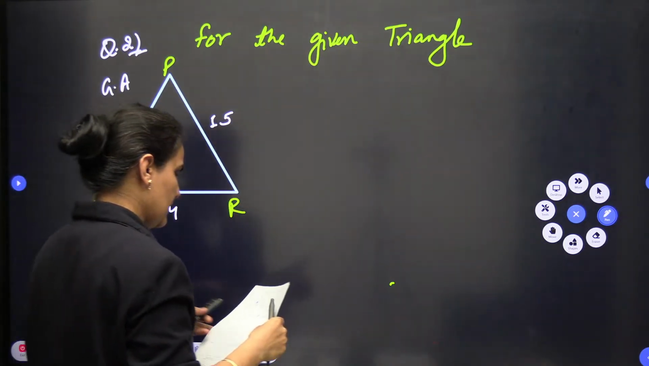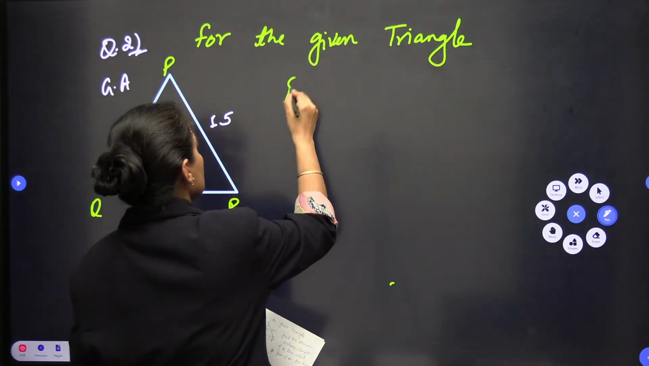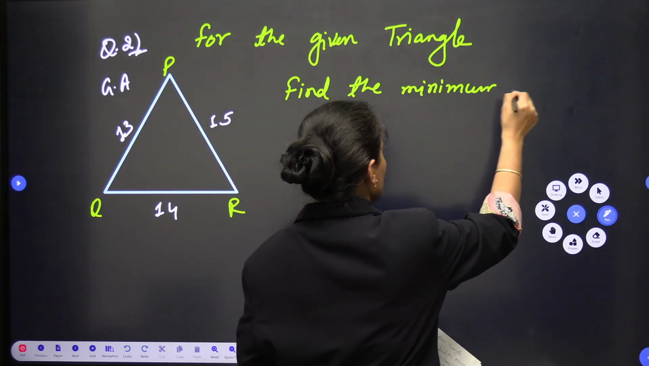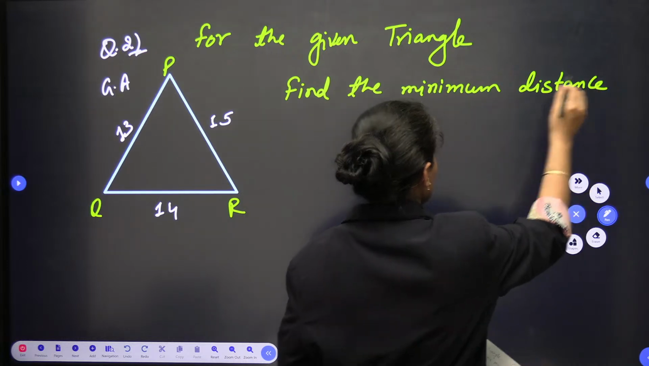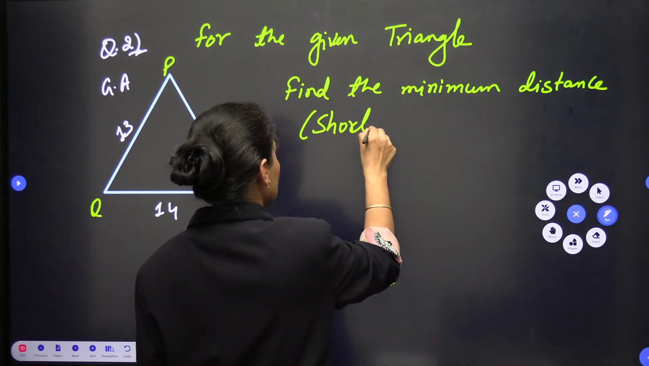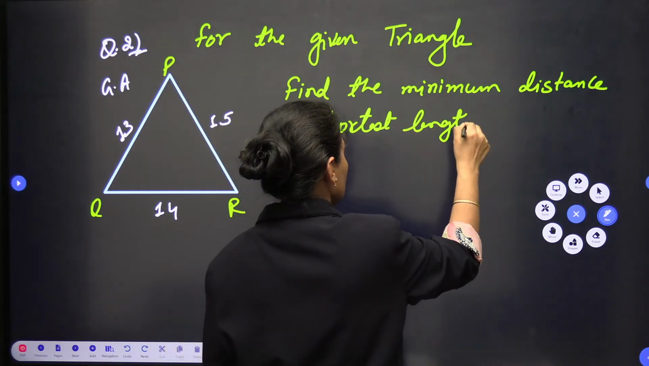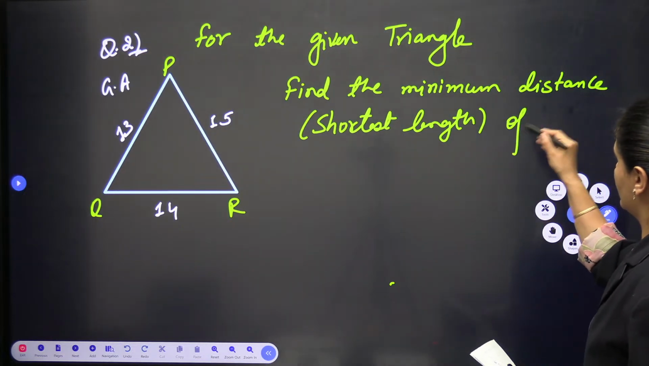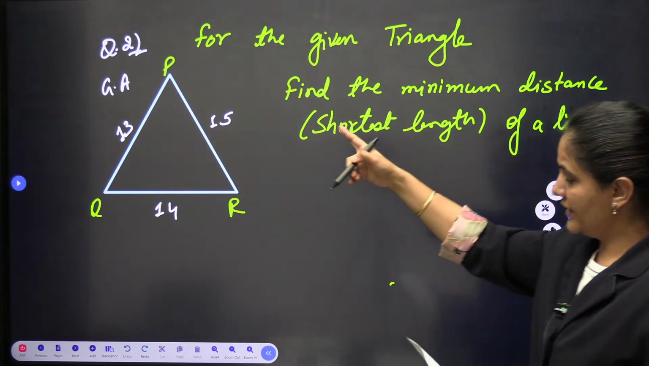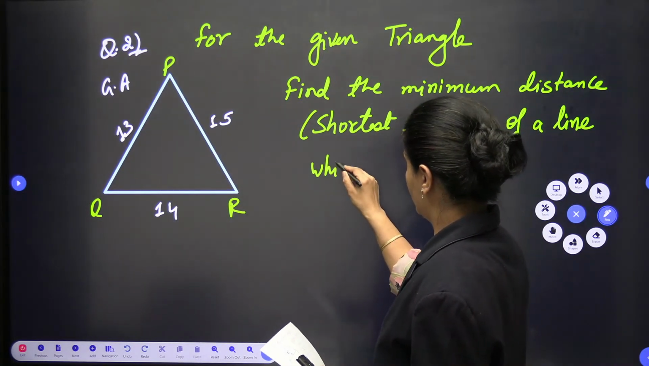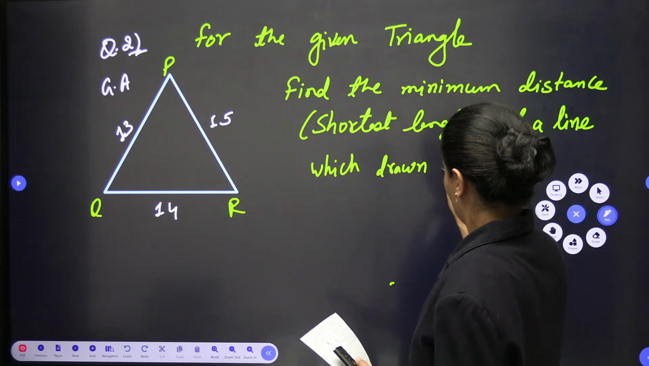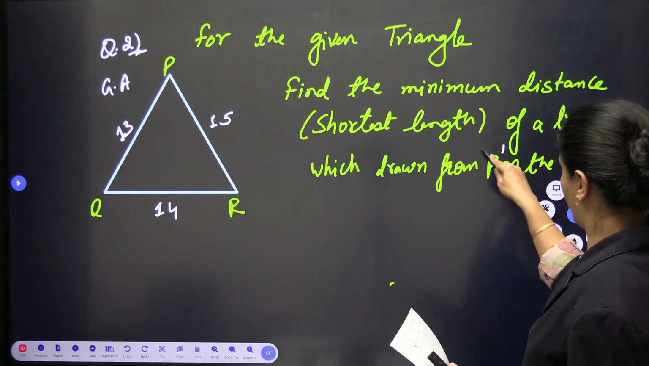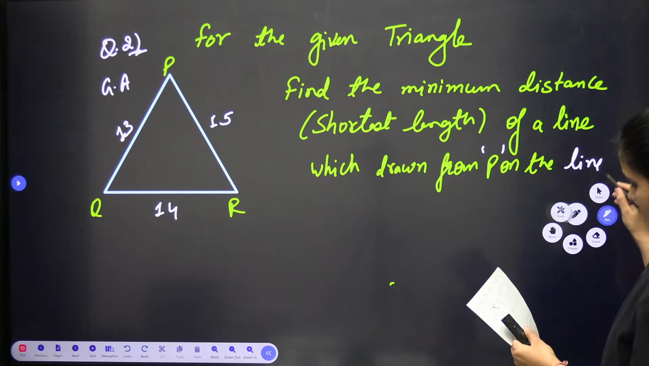Okay, what it is asking: for the given triangle, find the minimum distance, or the shortest length, of a line which is drawn from P on the line QR.